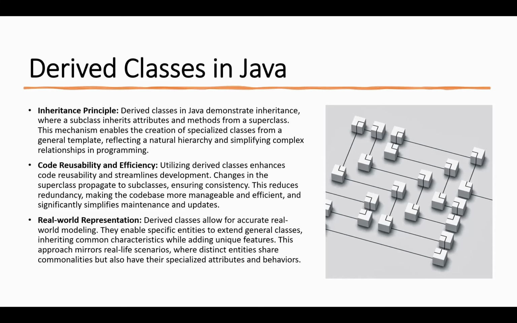So let's get started. When we talk about derived classes in Java, we are referring to a key concept in object-oriented programming known as inheritance. This concept allows one class, known as the derived class or a subclass, to inherit attributes and methods from another class referred to as the base or superclass.